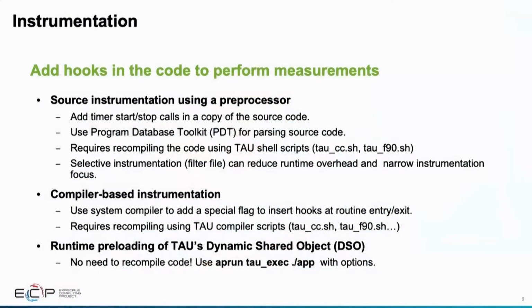And the basic important thing is, how do I add the hooks to your code? While it's possible to do entire source analysis with Tau, and we have frameworks to do that, the Program Database Toolkit, with Tau provided compiler scripts, we can also do compiler-based instrumentation. We can even go deep inside the LLVM intermediate representation and say, I want to measure this or I don't want to measure this, have selective instrumentation at that level. But the easiest way to use is just runtime preloading with a tool called tau_exec. So all you need to do is, instead of app run a.out, you say app run tau_exec a.out, and then you get the data.